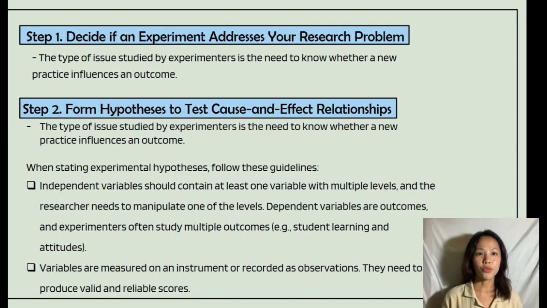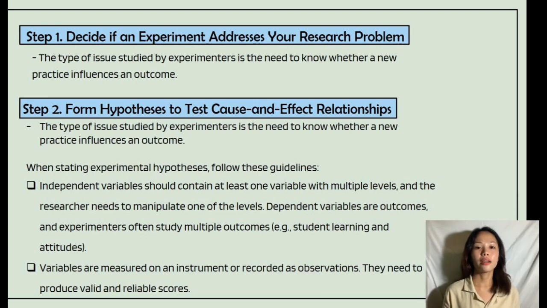The next step is to form hypotheses to test cause and effect relationships. A hypothesis advances a prediction about outcomes. The experimenter establishes these predictions in the form of null or alternative hypotheses, and then collects data to test the hypothesis. Hypotheses are specific, testable statements that predict the relationship between variables.